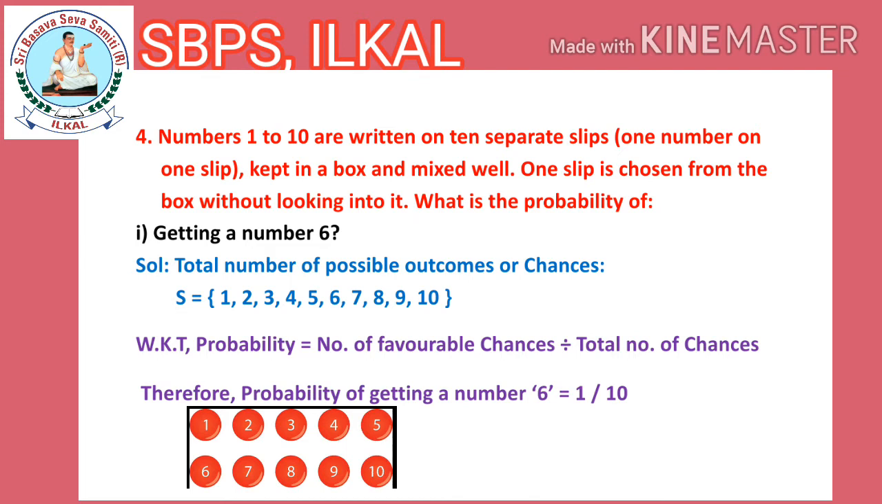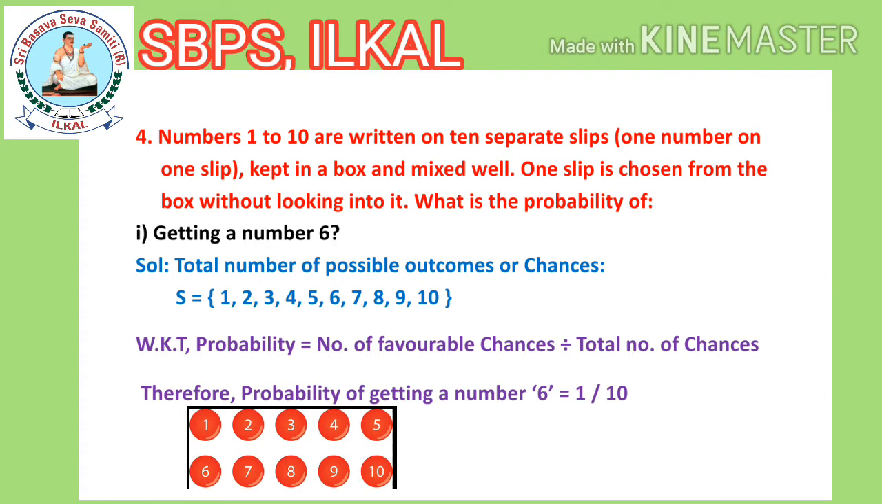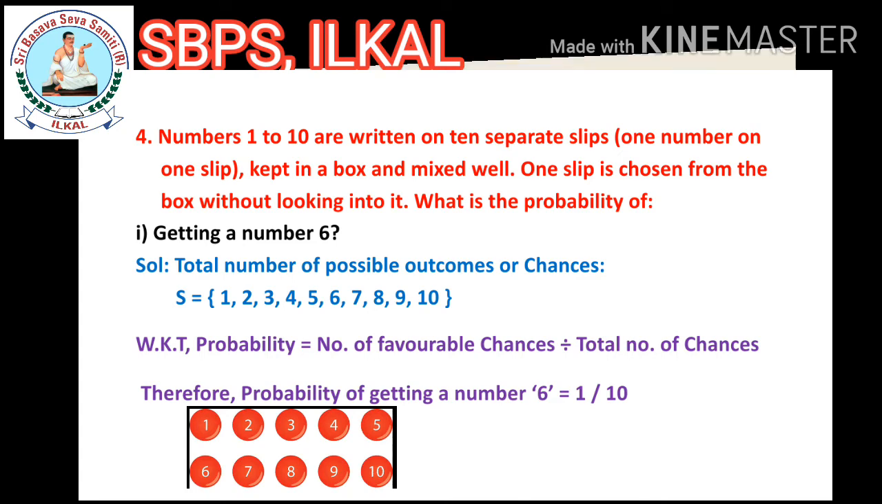Solution. Total number of possible outcomes or chances. S is equal to 1, 2, 3, 4, 5, 6, 7, 8, 9 and 10. We know that probability is equal to number of favorable chances divided by total number of chances. Therefore, probability of getting a number 6 is equal to 1 by 10 because 6 has only once in the given list and total number of chances are 10. So, probability of getting a number 6 is equal to 1 by 10.